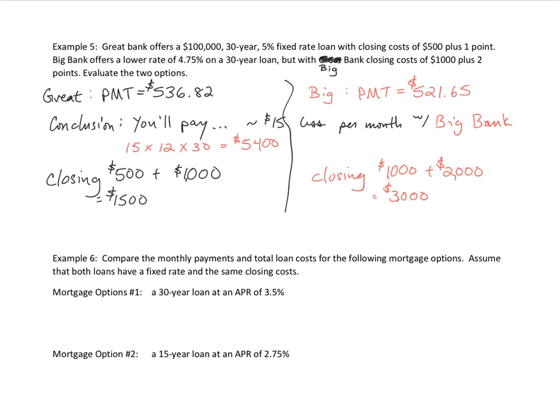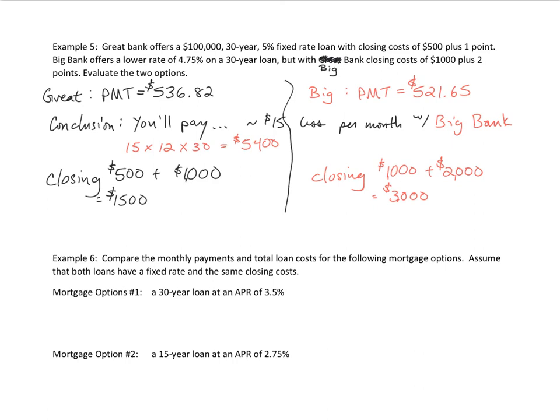So what do you pick? Do you pick Big Bank with their smaller payments and their bigger closing costs, or do you pick Great Bank with their bigger payments and smaller closing costs? Well, it depends on what type of situation you're in. If you don't have a lot of money up front, you can pick Great Bank because Great Bank has less money that you need up front, only $1,500 plus your down payment. Big Bank does give you a smaller payment, but requires much more money up front with a $3,000 closing cost payment.